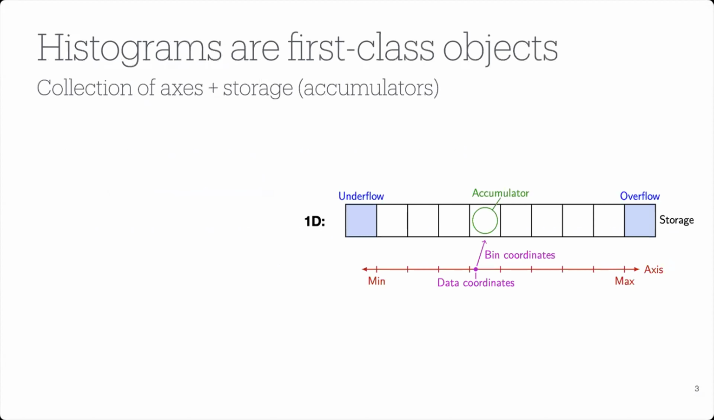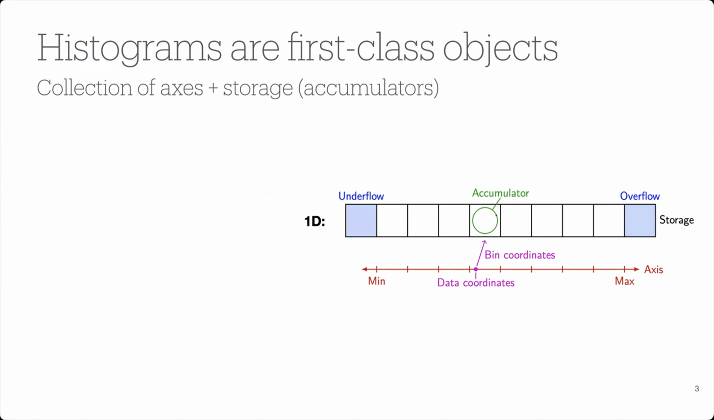So histograms are best viewed, I believe, as first-class objects in a language. That's the approach that Boost Histogram takes. And from Boost Histogram's side, a histogram is simply a collection of axes and a storage. So, for example, this is a 1D histogram where you put one axis in a histogram. The thing you store here is the storage.